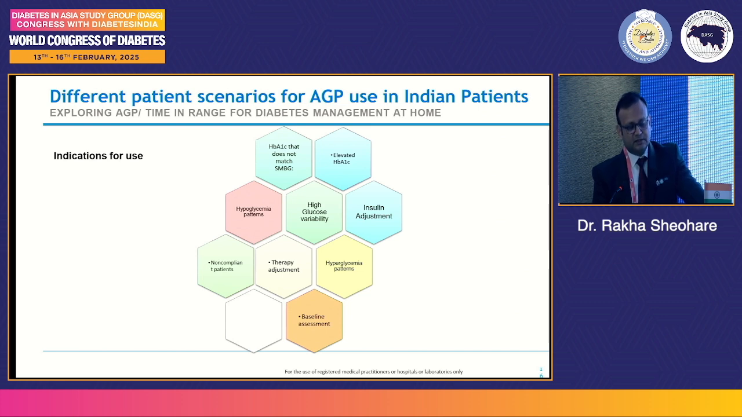So indications for use: HbA1c that does not match SMBG, elevated HbA1c, hypoglycemic pattern, high glucose variability, insulin adjustment, non-compliant patients, hyperglycemia patterns which are not explained by normal routine, therapy adjustment, and baseline assessment.